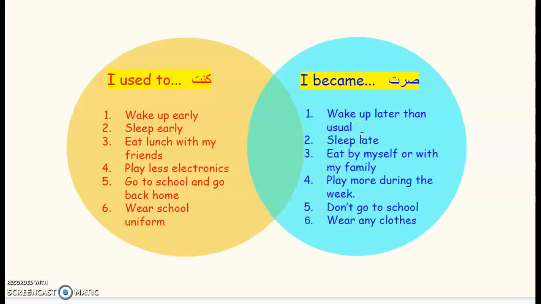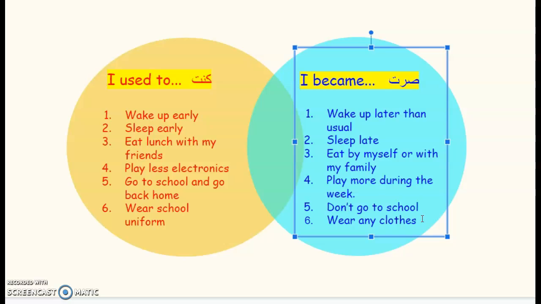Now, I wake up a little bit later than usual. I sleep a little bit later than usual. I eat by myself or with my family. I play more during the week. I don't go to school anymore. I do my virtual lessons at home, and I wear any clothes. I don't have to wear my uniform.